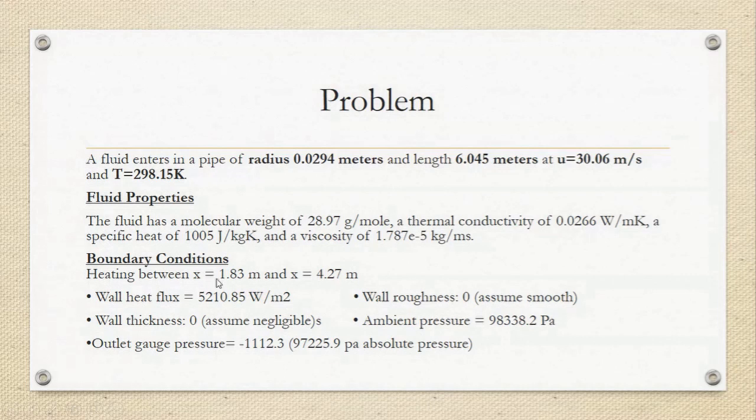Boundary conditions: from 1.83 meter to 4.27 meter length of the pipe, we are going to heat it. Wall roughness 0, wall thickness 0, wall heat flux from 1.83 to 4.27 meter length of pipe is 5210.85 watt per meter square. Ambient pressure is 98,338 Pascal and outlet gauge pressure is minus 1112.3, or 97225.9 Pascal.